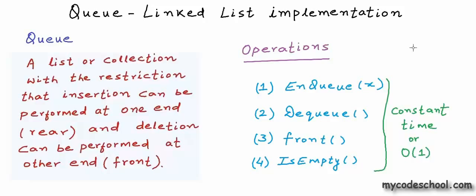Front operation, front function, should simply return the element at front of list, and isEmpty should check whether queue is empty or not. And all these operations must take constant time. Their time complexity should be big O of 1.